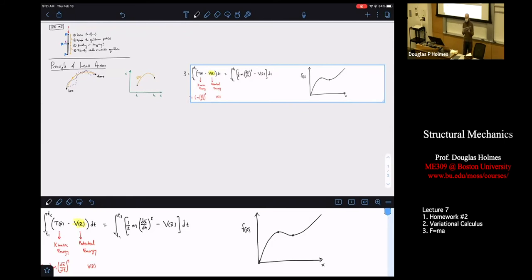Here's the problem. For an ordinary function, f of x, to minimize or maximize that function, you take the derivative, you set it equal to 0, you get a point. You get one value, you get a number. X is equal to whatever this value is.